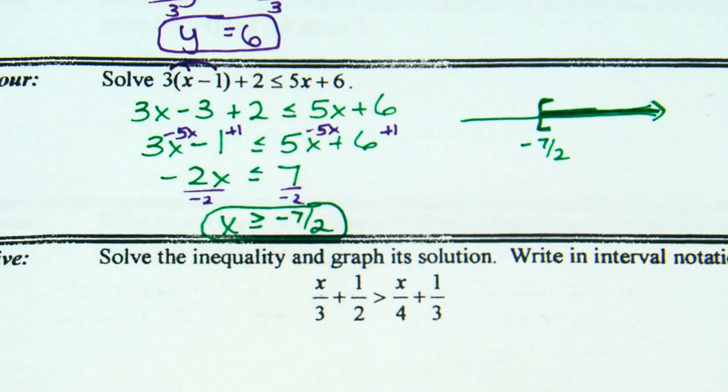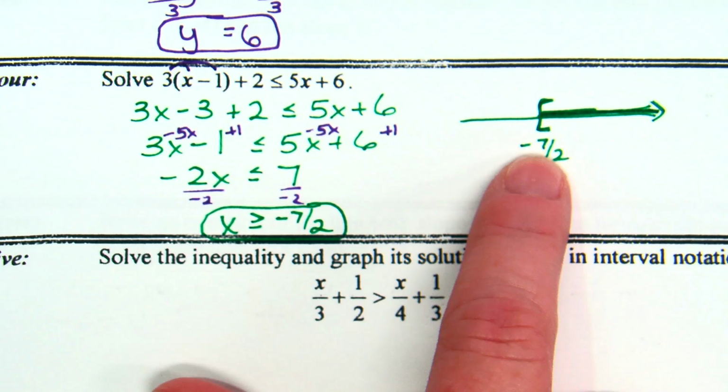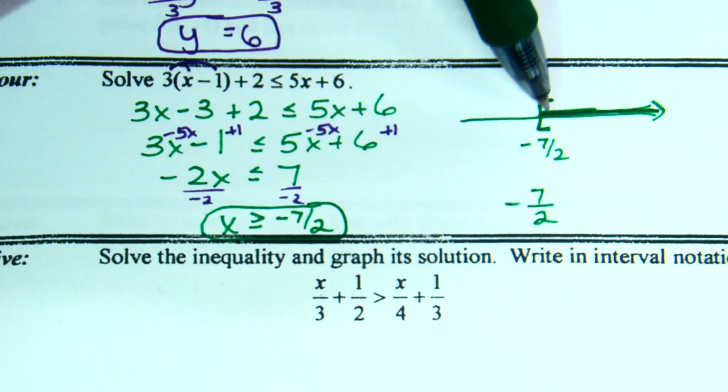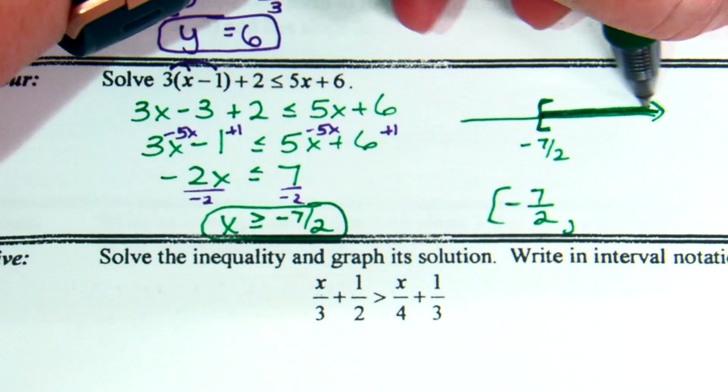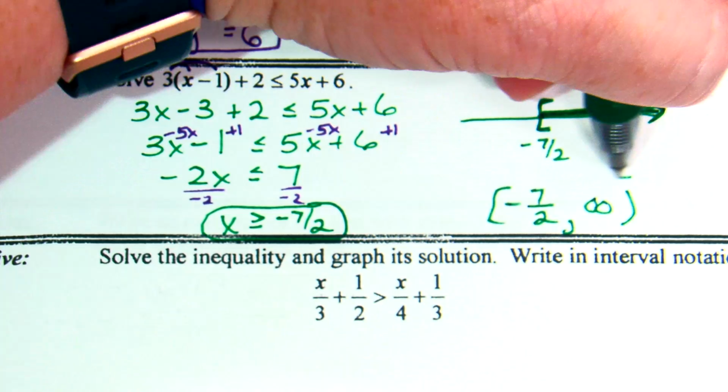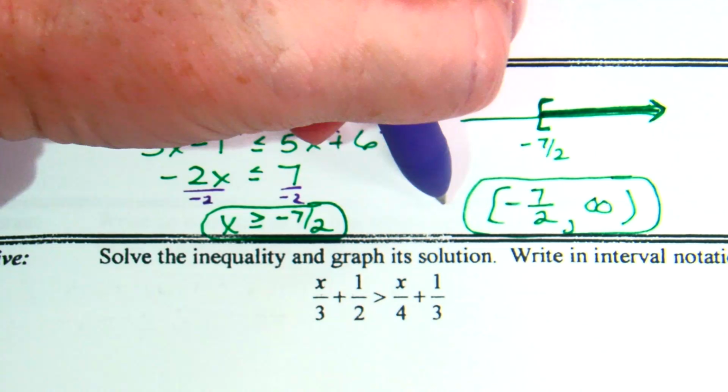So now, interval notation. Where does this graphing interval begin? The shading begins at negative 7 halves. What goes with negative 7 halves? A bracket. Comma. Where does this shading end? What do we call this? Positive infinity. What do I always use with infinities? Parentheses. Okay, folks. That right there is what I want your answer to look like.